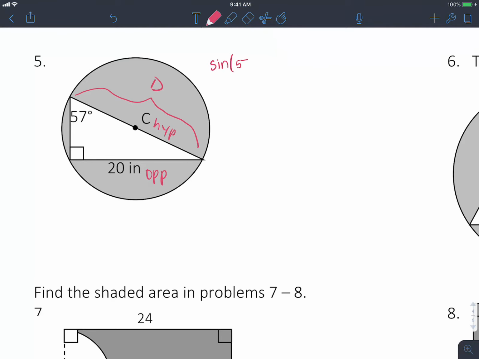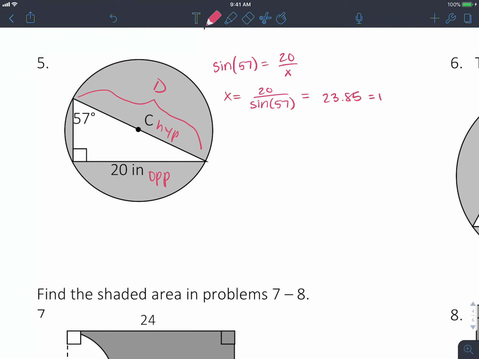So we're going to have sine of 57 equals opposite over hypotenuse. When x is on bottom, we divide. So 20 divided by sine of 57. And the x, or the diameter, is going to come out to be 23.85. And again, this is the diameter of our circle. So that means the radius is 1/2 of 23.85. So our radius is 11.93.